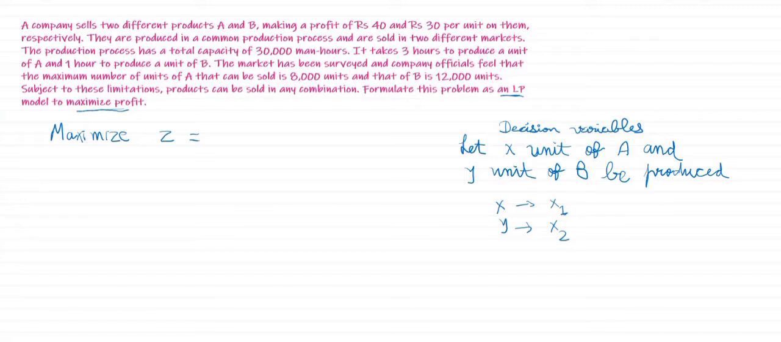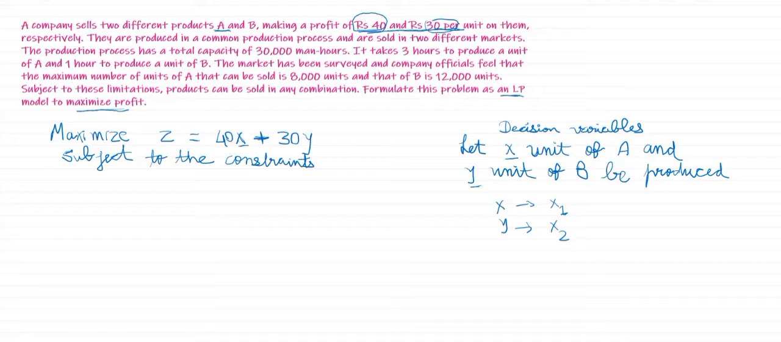You can even take this x and y as x1 and x2. Now we know that for A it is 40, so it will be 40x. And then for B it is 30 rupees, so it will be 30y. That is 40x plus 30y. This will be our objective function. And then next we'll formulate the constraints. So we'll write it as subject to the constraints.